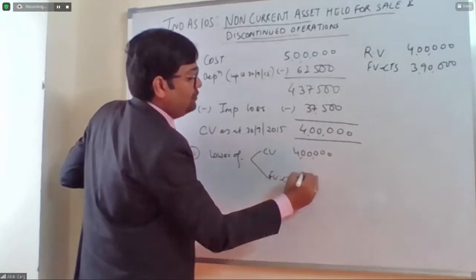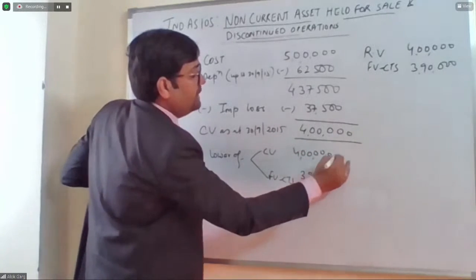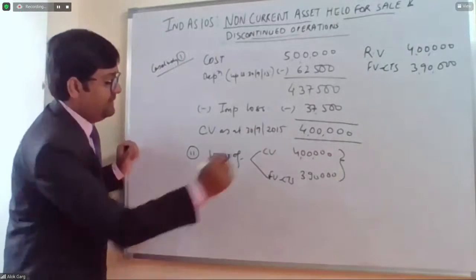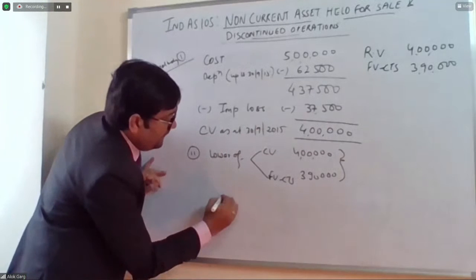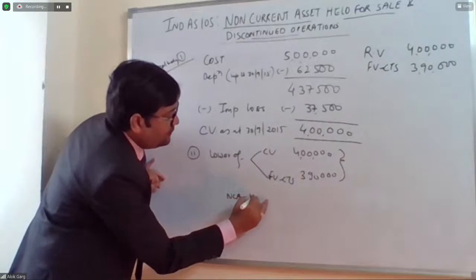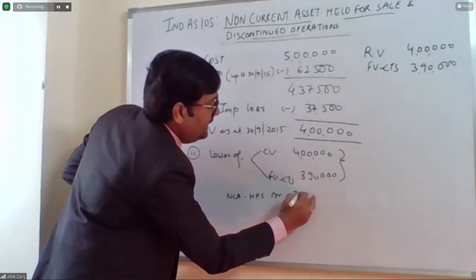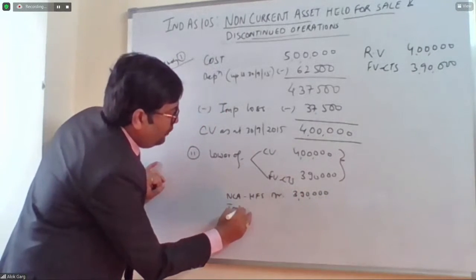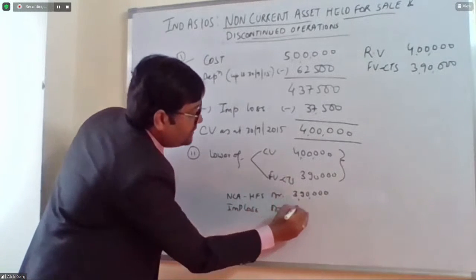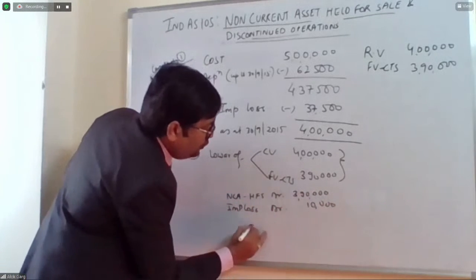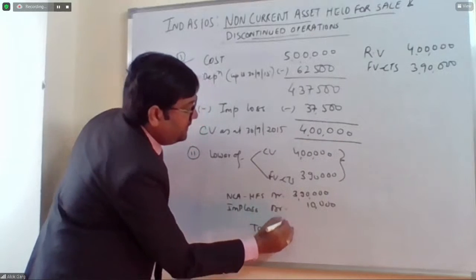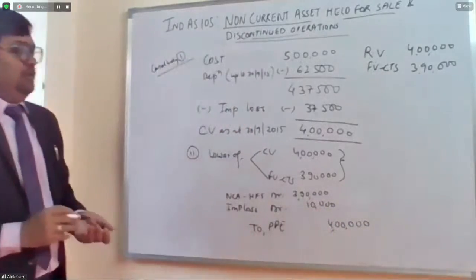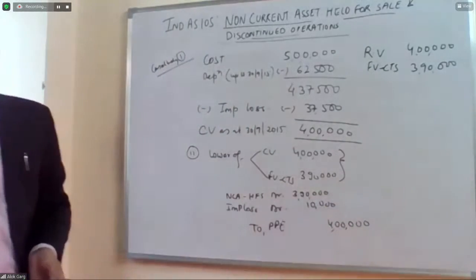What is fair value less cost to sale? It is 3,90,000. So what is lower? 390 is lower. What is the accounting entry? Accounting entry is: non-current asset held for sale debit 3,90,000. Again, one more, impairment loss will be debited by 10,000. Property, plant and equipment will be credited by the carrying value, which is 4 lakh. So this will be the accounting entry.